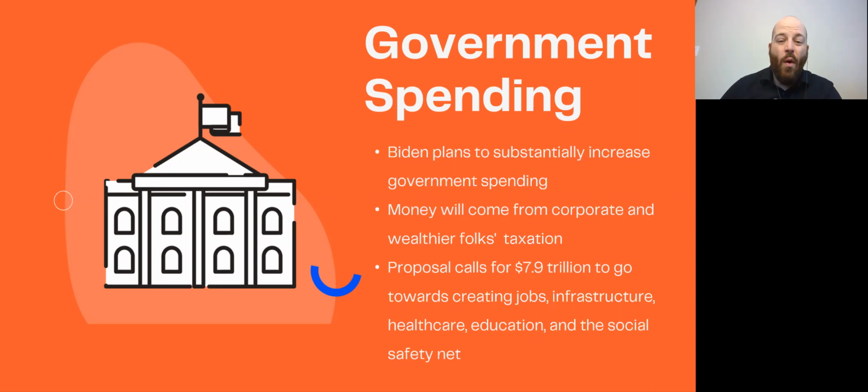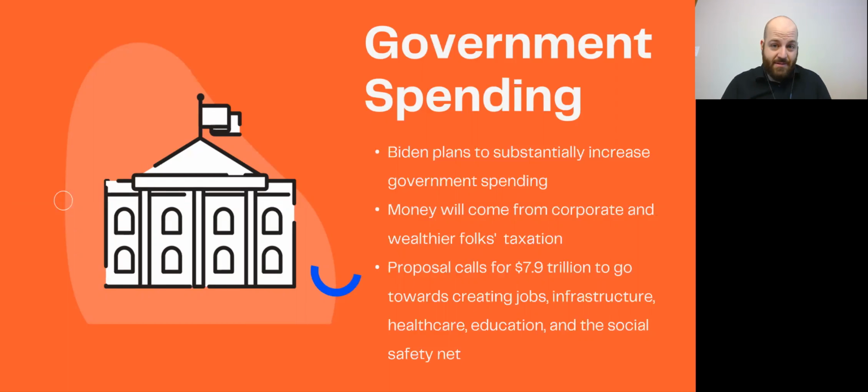The proposal calls for $7.9 trillion to go toward creating jobs, infrastructure, healthcare, education, and the social safety net. So we talked about this a little bit with taxes, right? But the idea here is that infrastructure, education, social safety net, and healthcare, with the bulk of that spending slated to actually happen during his term as president, in an effort to generate more jobs and return the economy to full employment as quickly as possible. This is how we get out of the recession, the pandemic recession. That's the playbook that they're putting into play.